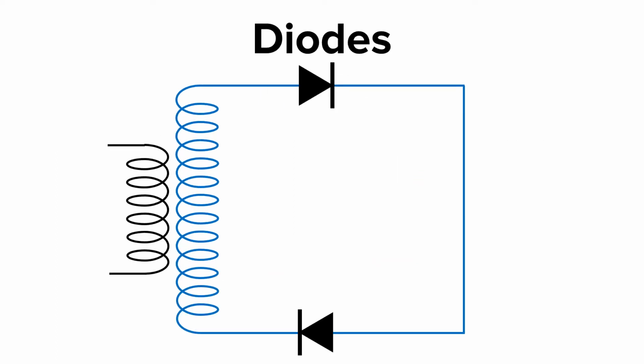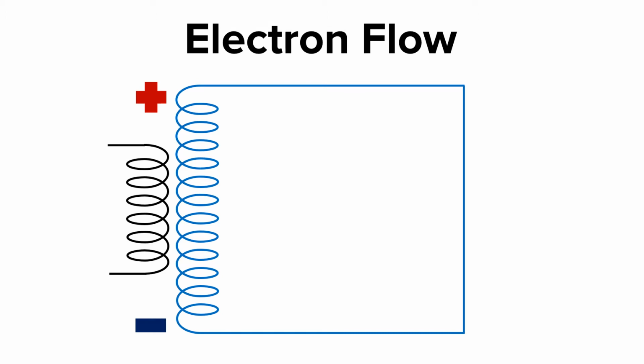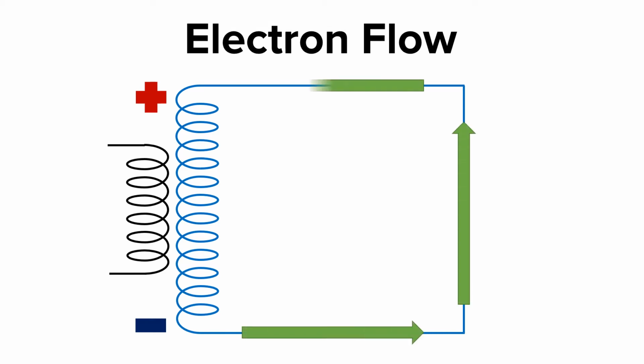To understand rectifiers, we need to look at diodes. These diodes act as one-way signs for the current. They allow electrons to flow in one direction only. We have two rules when working with diodes and rectifiers. The first rule is that electrons always flow from negative to positive. Electrons are optimistic. They want to go from a negative space to a positive space.